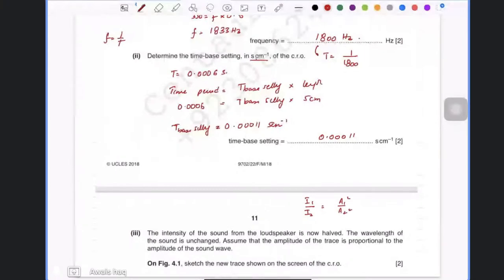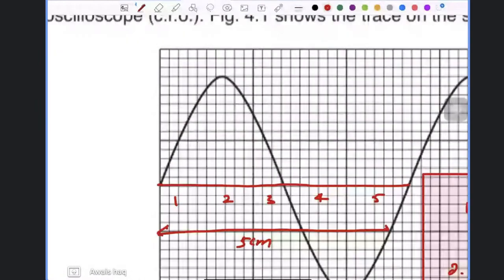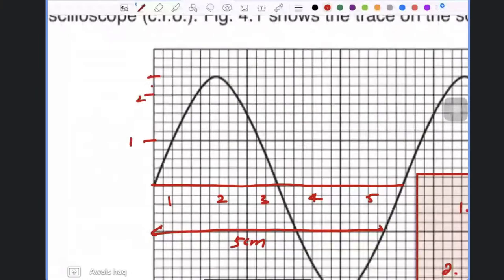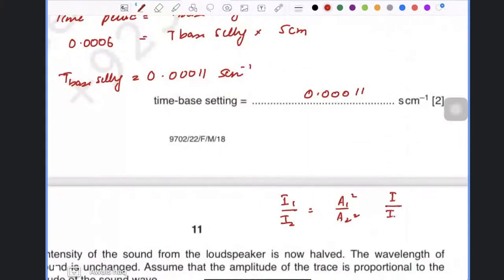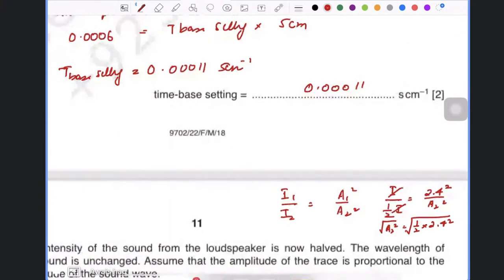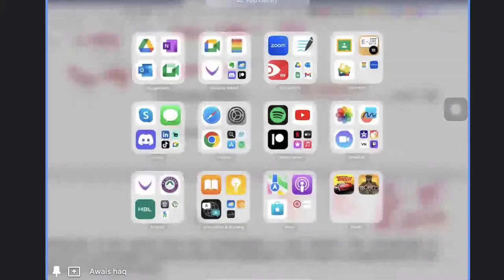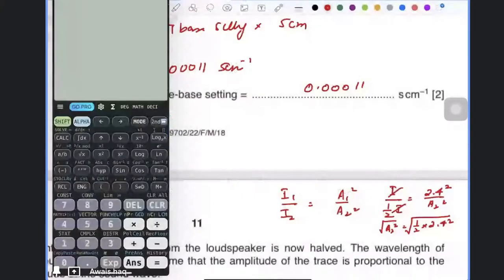If you look at the amplitude right now, it's basically 2.4 centimeter. So I'm going to put intensity initially, let's suppose was I, and I've got to find I2. The amplitude was 2.4 squared and I want to find the new amplitude, okay? Because the new intensity was like half I. That's what they're saying. This will cancel out. This will be A2 squared equals half times 2.4 squared, under root. So it's gonna be 0.5 times 2.4 whole squared, and I'm getting an amplitude of 1.7 centimeter.